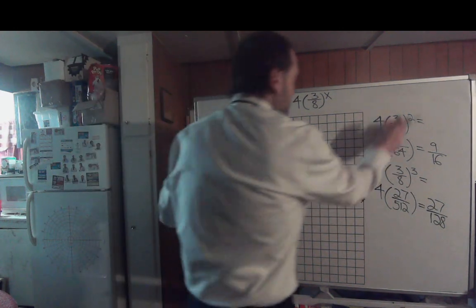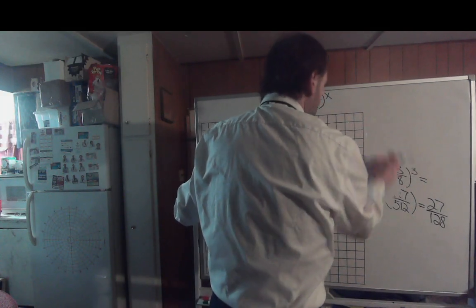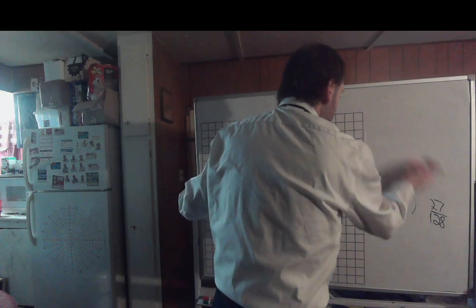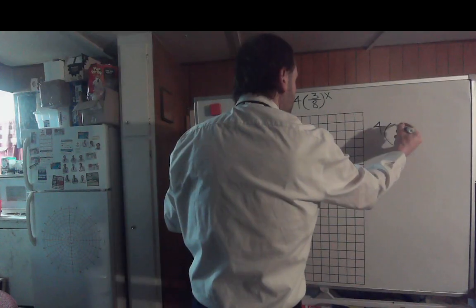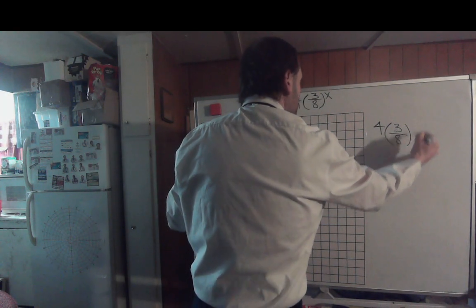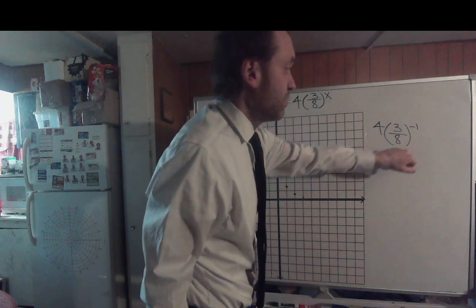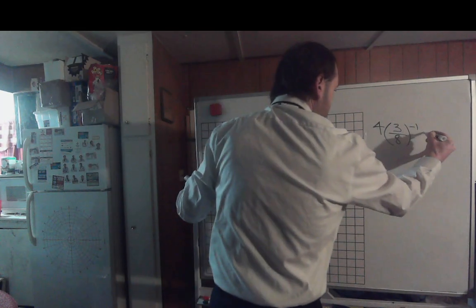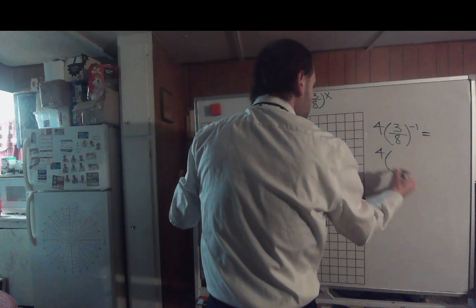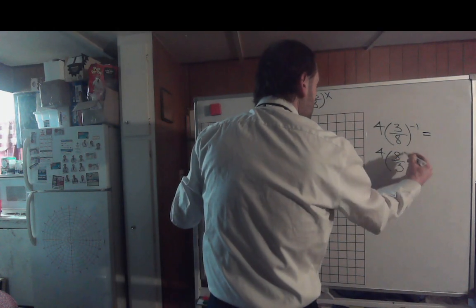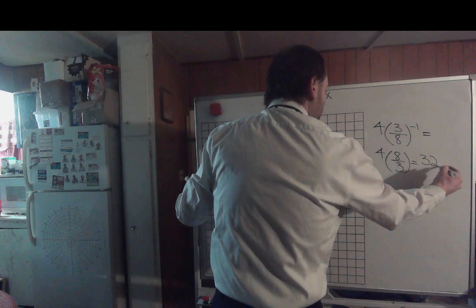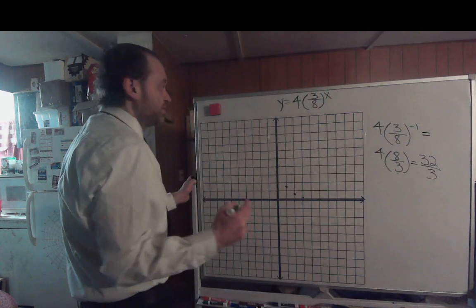Now let's do this in reverse, right? Let's take a few values at the negative values of x. So we would take x at -1. So 4 times 3/8 to the negative first. Well, 3/8 to the negative first, if it's a negative power, it's the reciprocal to the positive first power, right? So that'd be 4 times 8/3, which would give you 32/3. That's just a little bit south of 11.